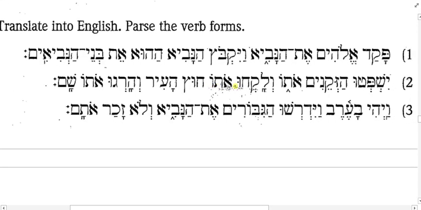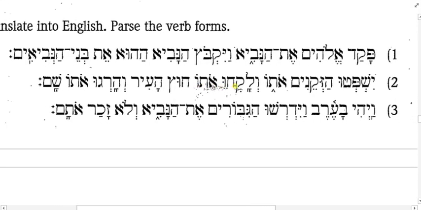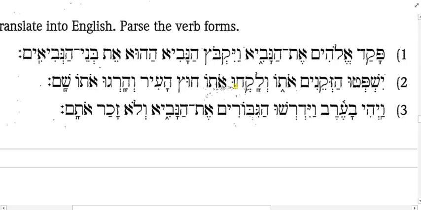Okay, so let's look at the D section here. Translate into English and parse the verb form. So we're going to be parsing as well as translating. Parsing verbs. So, questions on these. What do you want to go through here? Someone asked for number 2. Let's do number 2. Okay?